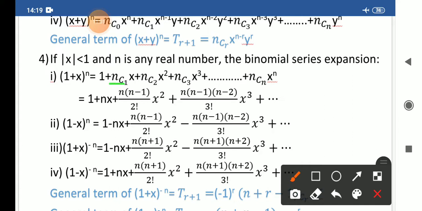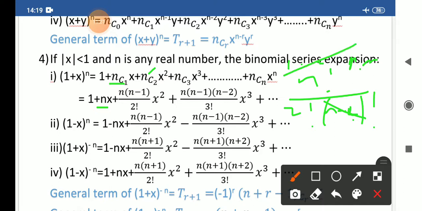1 plus nC1 is nothing but n, so nx. nC2 means n factorial by 2 factorial into n minus 2 factorial. n factorial means 1 to n, the previous terms. For n minus 2 factorial, n minus 2 cancels. So n minus 1 into n by 2. n into n minus 1 by 2 factorial into x square. nC3 is n into n minus 1 into n minus 2 by 3 factorial into x cube plus so on.